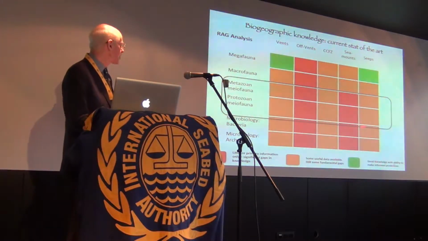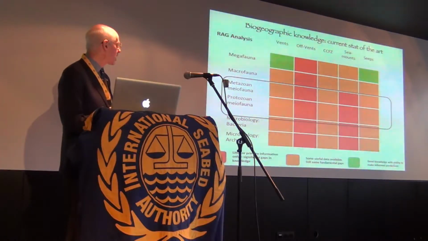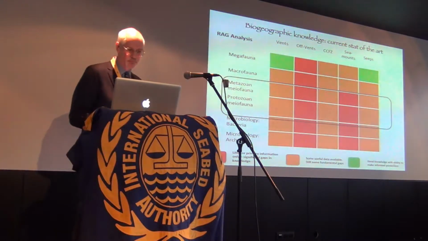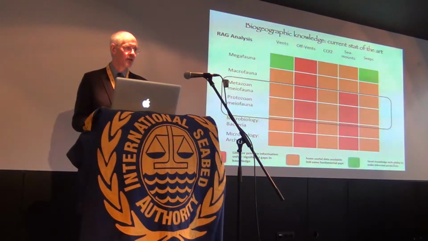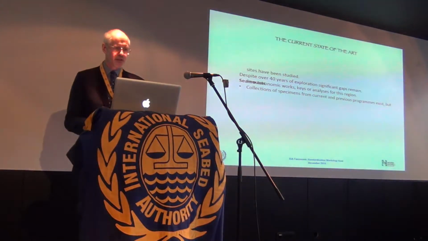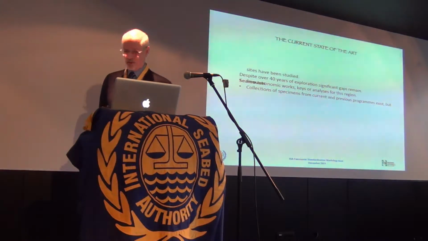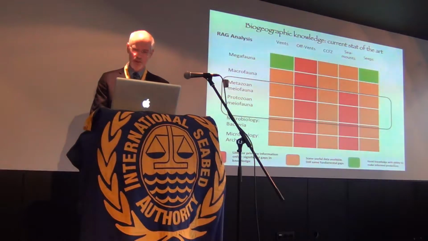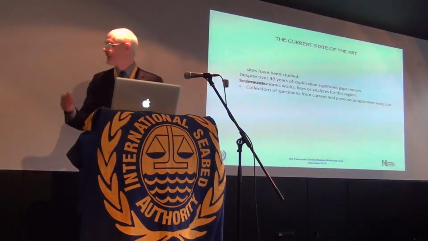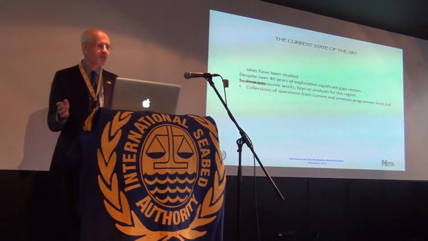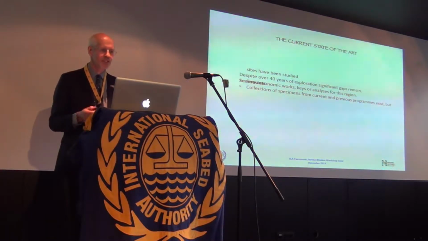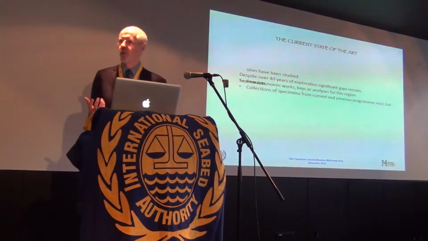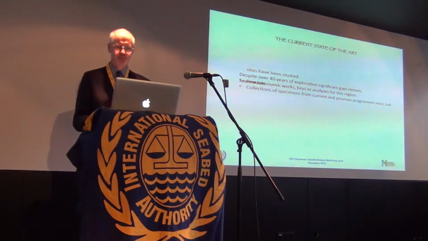You can see for the meiofauna that most of it is either red or amber. Effectively, we have very large gaps in our understanding of this particular group in the deep ocean. So the current state of the art, that's interesting. That was a full slide a minute ago. Okay, basically, we have been doing this now for over 20 years, and there are still very significant gaps in what we know about the deep ocean.